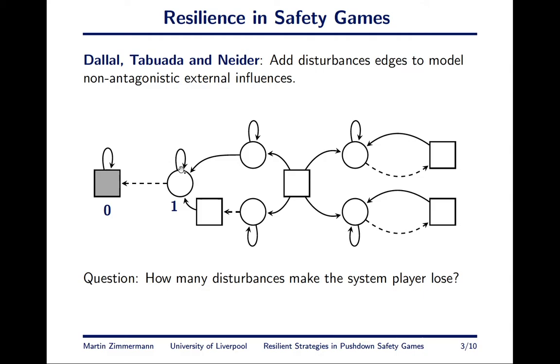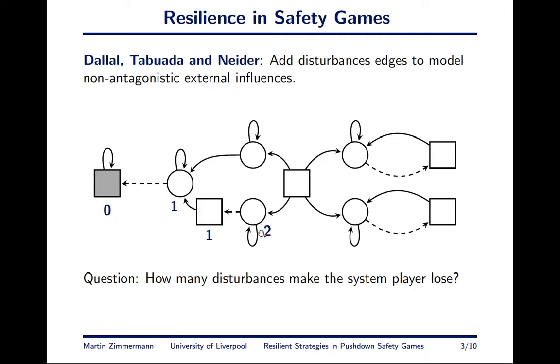As long as no disturbance occurs, we won't visit a gray vertex. But if 1 disturbance occurs, then we get to this gray vertex and we lose. So as long as 0 disturbances occur, player 0 wins, but as soon as 1 occurs, player 1 wins. So this is why we give this vertex here a resilience value of 1. Now you can start arguing about these resilience values. For example, this player 1 vertex also has resilience value 1, because player 1 can move the token from the square vertex to the circle vertex here. And there we know already that the resilience value is 1.